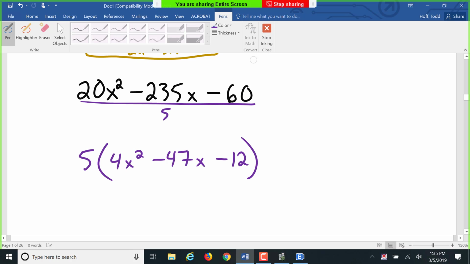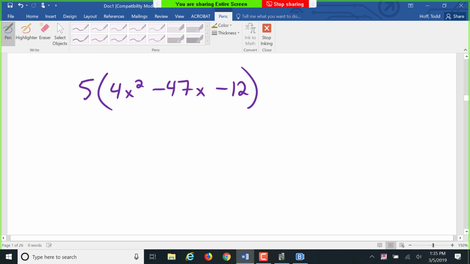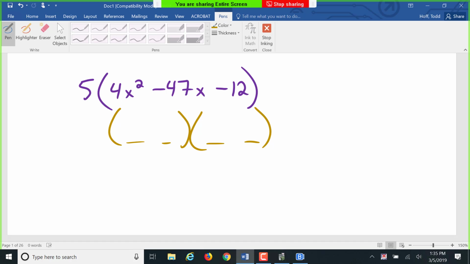Well, now what should we do? Yeah, there's no common factor there, but let's see if we can do FOIL in reverse. So these first two terms have to multiply to make 4x squared. What should we use? 2x times 2x, or it could be 4x times just 1x, right? How do we know? Well, we try it and see if it works.